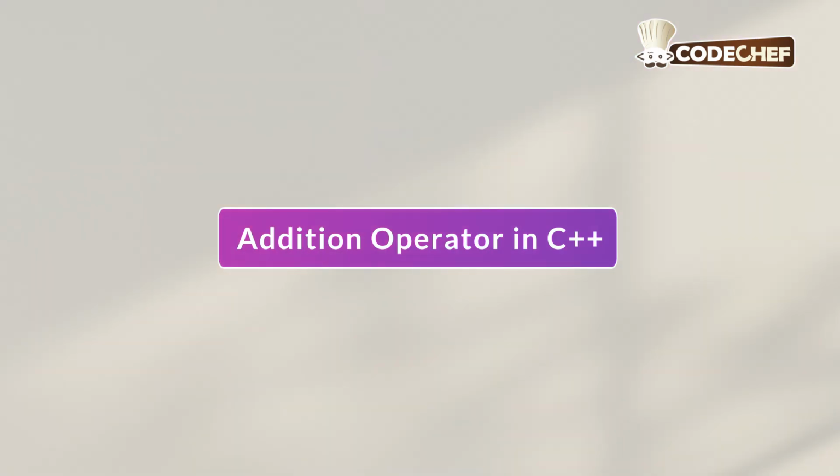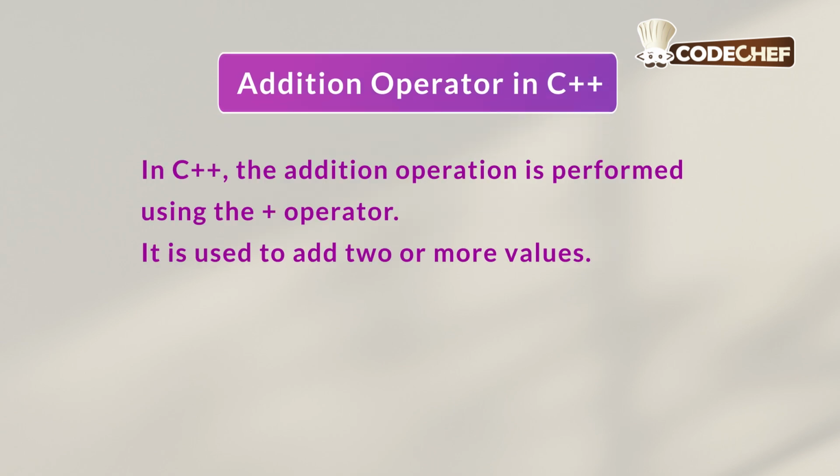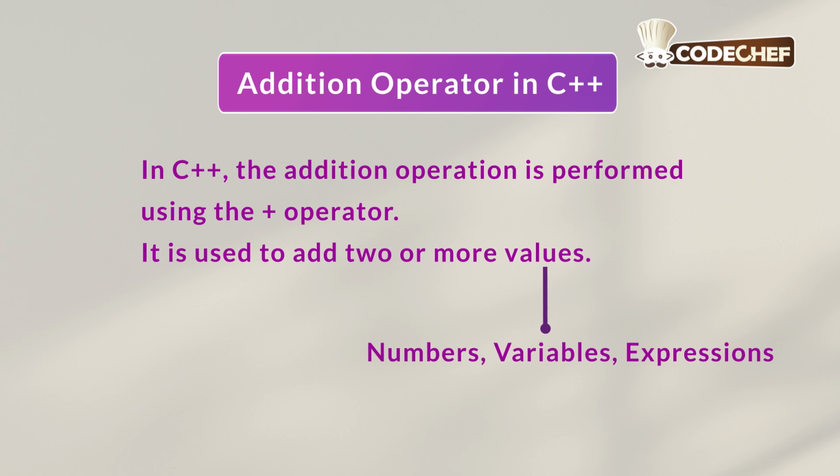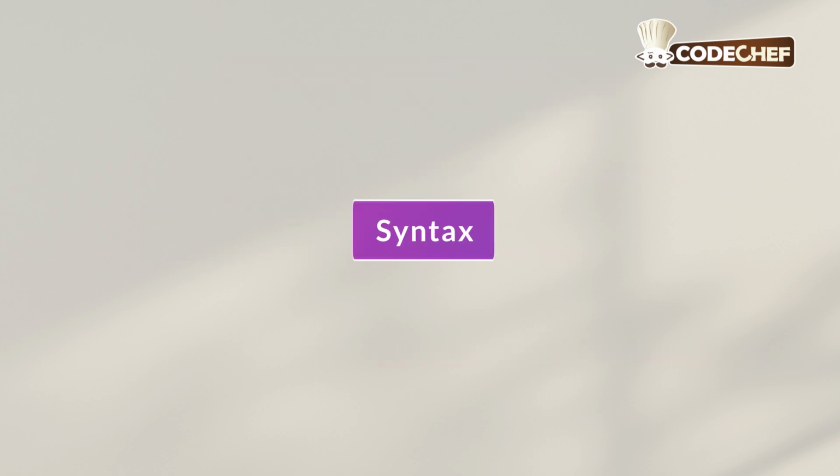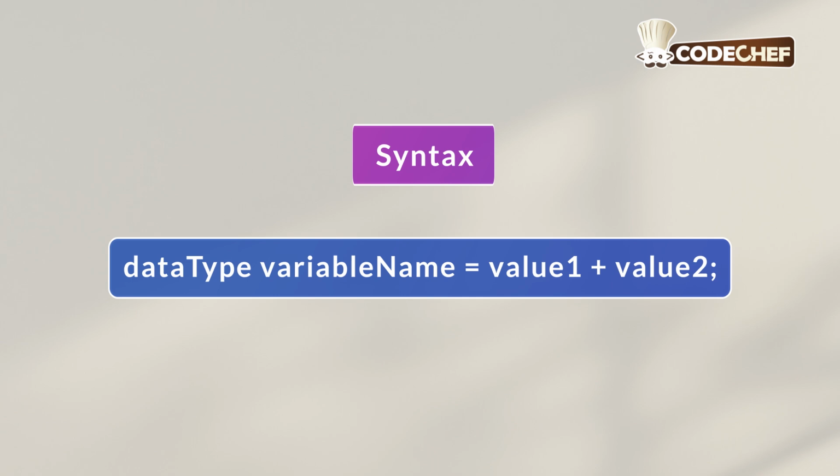Let's start with the first topic of the lesson, that is addition operator in C++. In C++, the addition operation is performed using the plus operator. It is one of the basic arithmetic operators used to add two or more values. Now these values can be numbers, variables, or expressions. Let's discuss the syntax. Data type variable name is equal to value 1 plus value 2 semicolon.